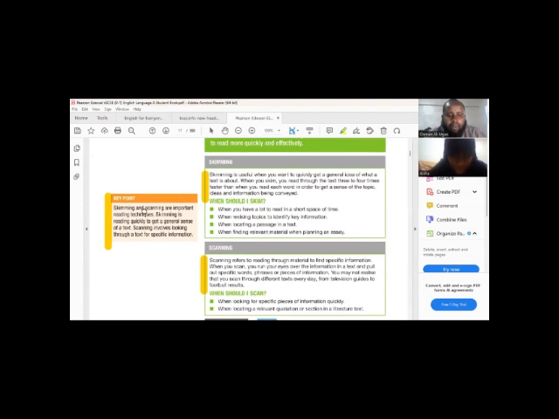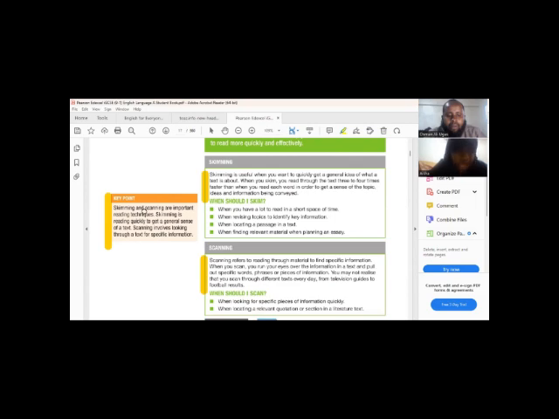Scanning refers to reading through material to find specific information. When you scan, you run your eyes over the information in a text and pull out specific words, phrases, pieces of information. You might not realize that you scan through different texts every day, from television guides to football results. That's why I scan when I'm looking for specific pieces of information quickly and locating a relevant quotation or section in the literature text. Skimming and scanning are important reading techniques.